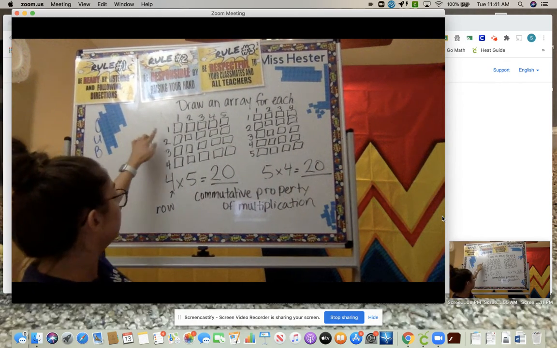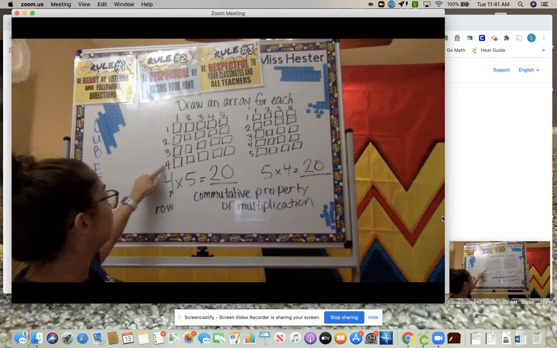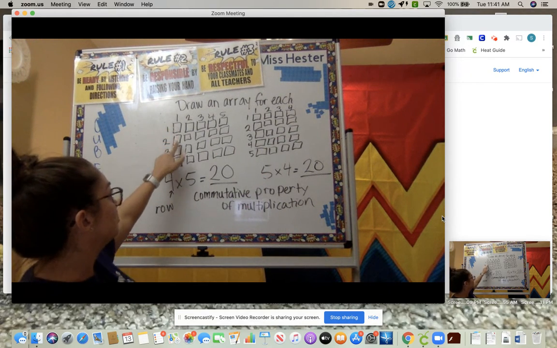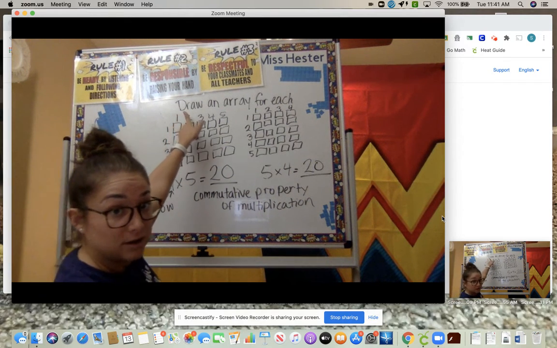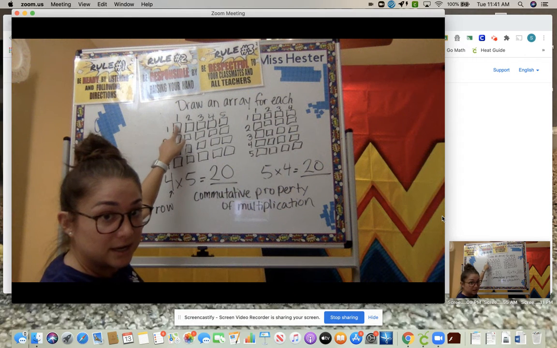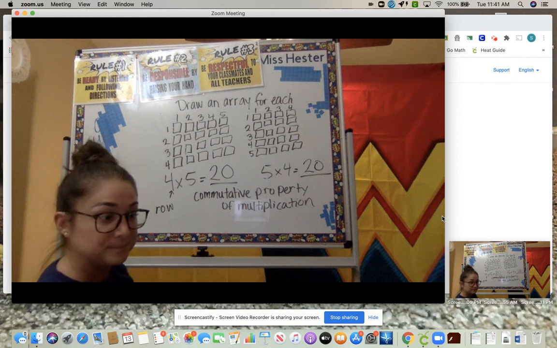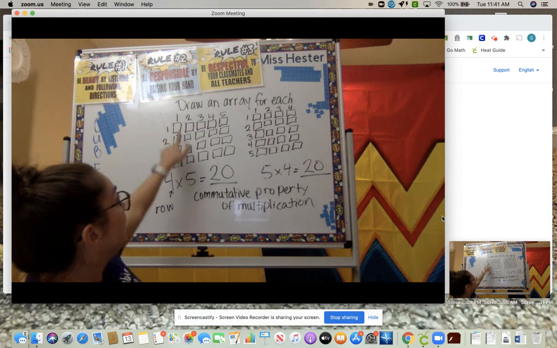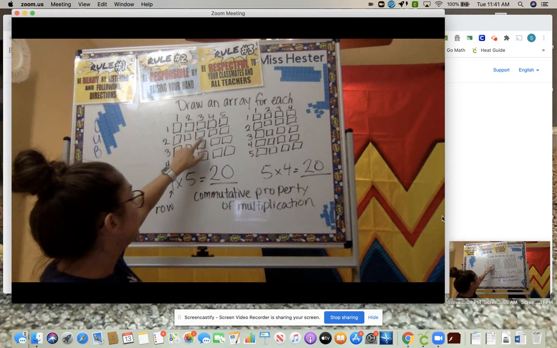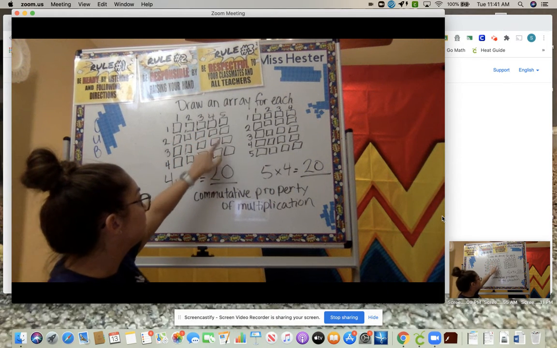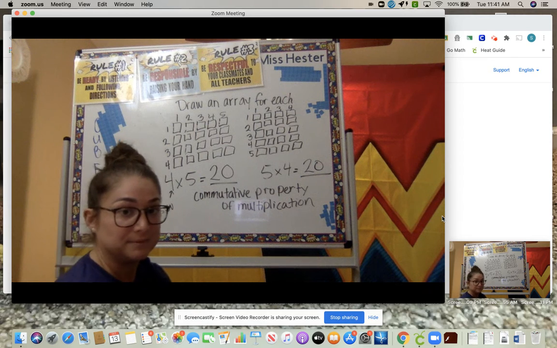Okay. I like to write my numbers down the side to help me. So 1, 2, 3, 4, 4 rows. And then I draw 4 boxes. 5 are my columns, so I number 1 through 5 on the top. And then I draw in my boxes and fill in the rest. Then I count the boxes: 1, 2, 3, up to 20. So 4 times 5 is 20.